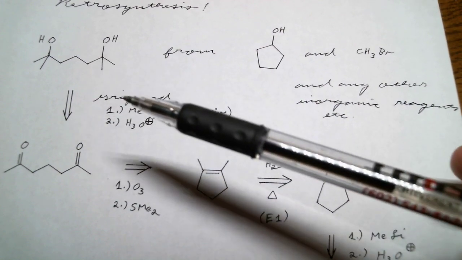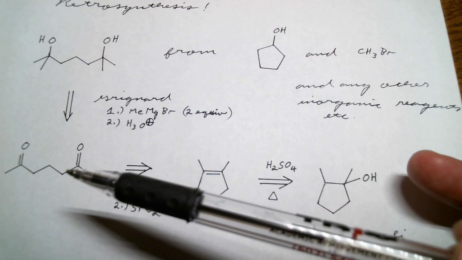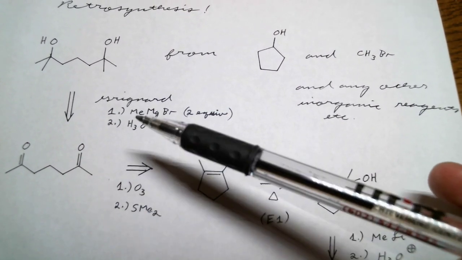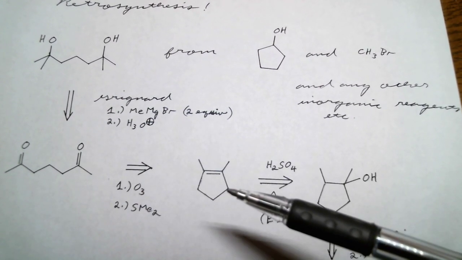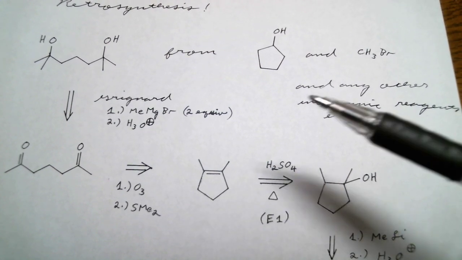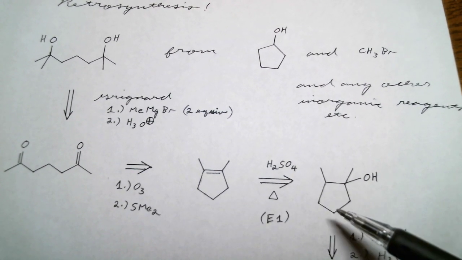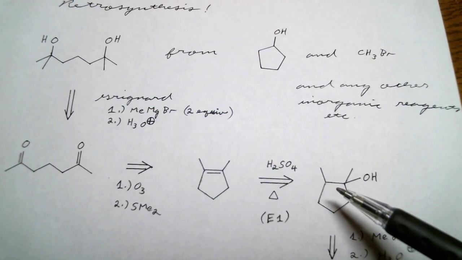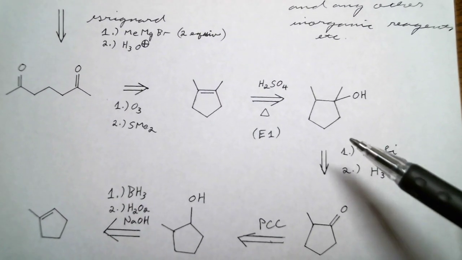We could make our diol from what? A Grignard of two equivalents of methyl magnesium bromide on this dicarbonyl compound, this diketone, followed by aqueous acidic workup. Of course, how could we make this? Well, ozonolysis of this cyclopentene, 1,2-dimethylcyclopentene. How could we make that cyclopentene? Well, geez, E1 dehydration of this 1,2-dimethylcyclopentanol. I'm not specifying any stereocenters.